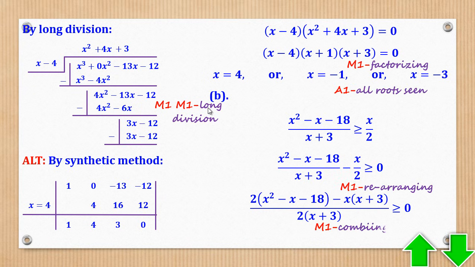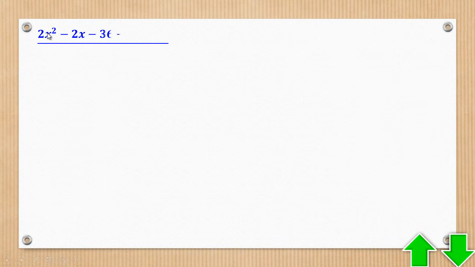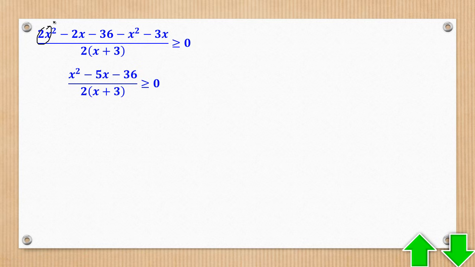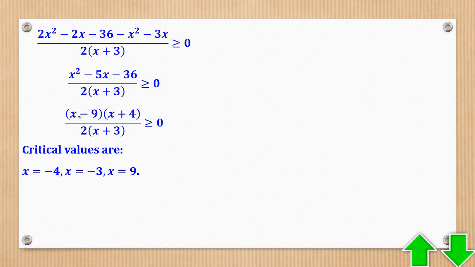So you have to expand and factorize, simplify and factorize, if any. So when we expand, collect like terms, this and this gives you this, this and this gives you this, then this remainder gives you negative 36. So factorize will come up with that. Therefore, critical values are each one equal to 0. This equal to 0 gives you 9. This equal to 0 gives you negative 4. This equal to 0 gives you negative 3.